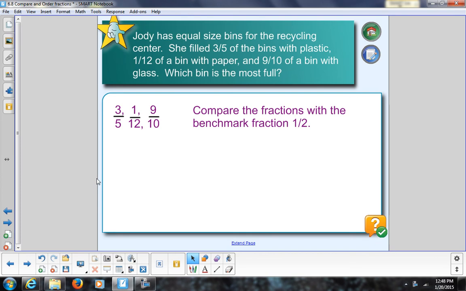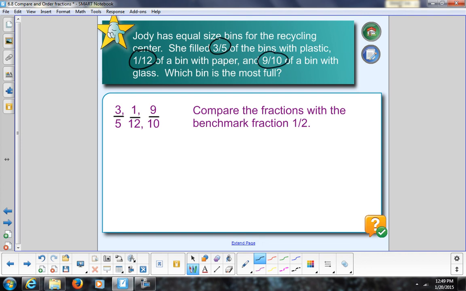Okay, so our first problem is Jody has equal size bins for the recycling center. She filled 3/5 of the bins with plastic, 1/12 of a bin with paper, and 9/10 of a bin with glass. Which bin is the most full? Okay, so we're going to compare these three fractions.